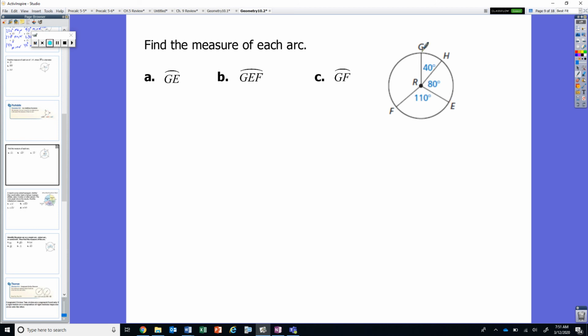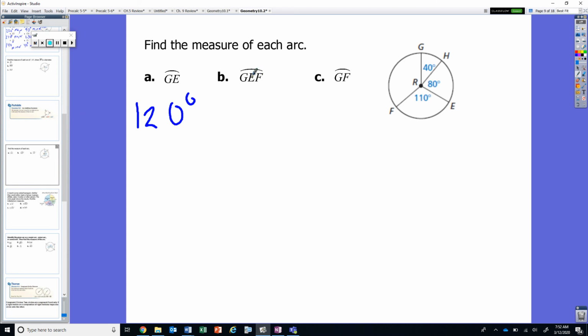But the reason why I'm following GE clockwise in this case is because it is giving me GE with two letters. When it gives it in two letters, we assume that they are referring to a minor arc less than 180 degrees. And so I know that G to E is minor if I go clockwise, but G to E would be a major arc if I go counterclockwise. And so with that being said, I'm going to go ahead and say from G to E is the sum of GH and HE. So therefore, the measure of arc GE is 120 degrees.